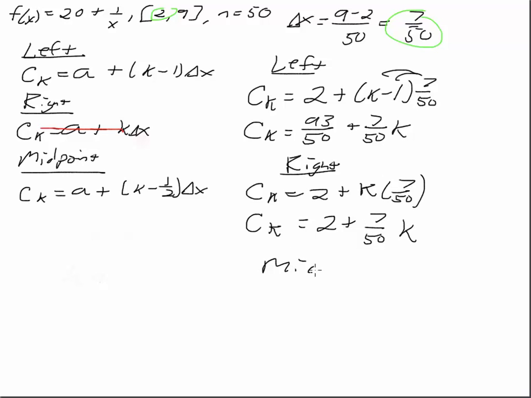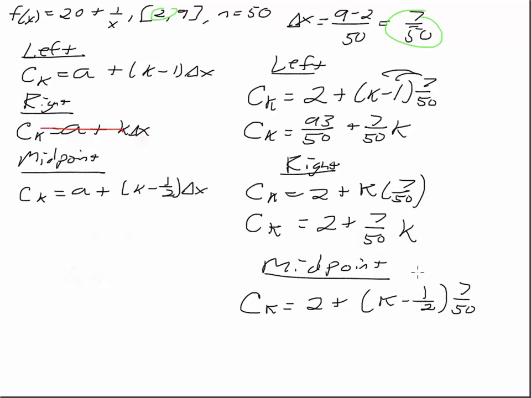Now, for the midpoint, CK is equal to A, which is 2, plus K minus a half times delta X, which is 7/50ths. And then again, you'll distribute here. And this one ends up being CK equals 193 over 100 plus 7/50ths K.